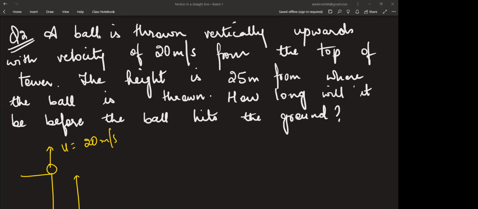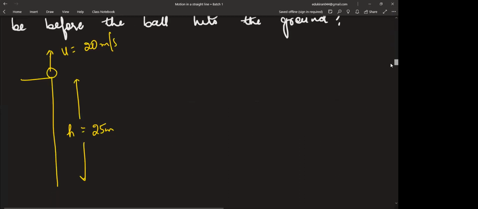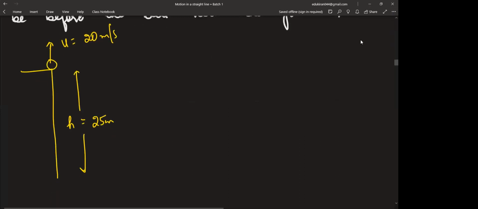See, let us discuss this now. It says a ball is thrown vertically upwards with a velocity of 20 meter per second from the top of a tower. The height is 25 meters from where the ball is thrown. Now, how long will it be before the ball hits the ground? So this is the case which we have. Now, let us take some sign convention. Usually, I have a habit of taking up positive and down negative. That's why I'm taking it. You may change.